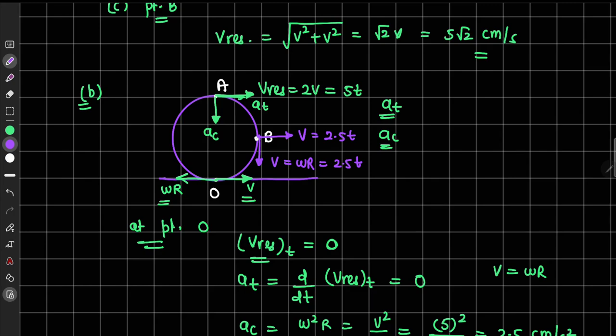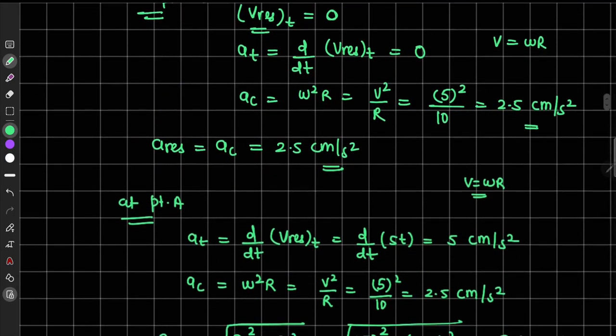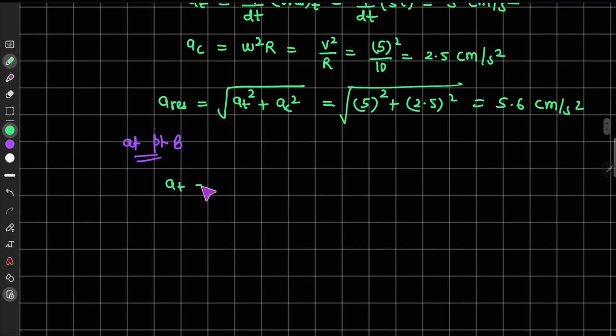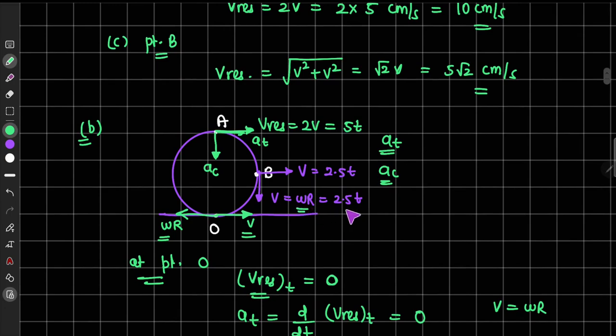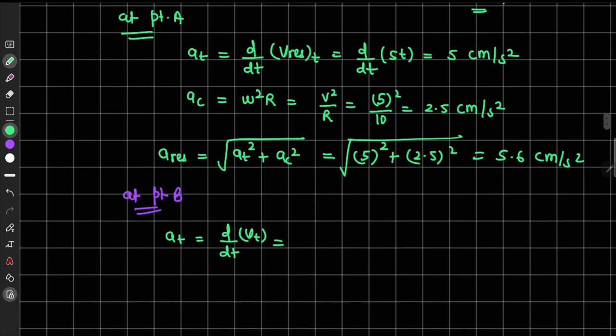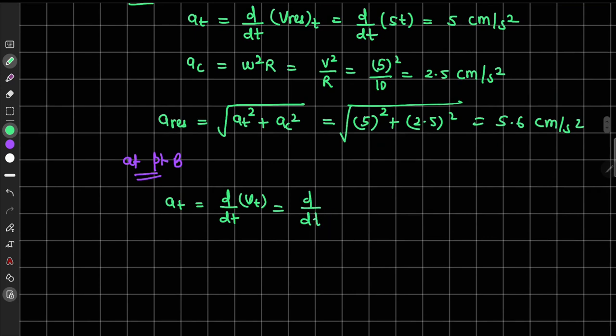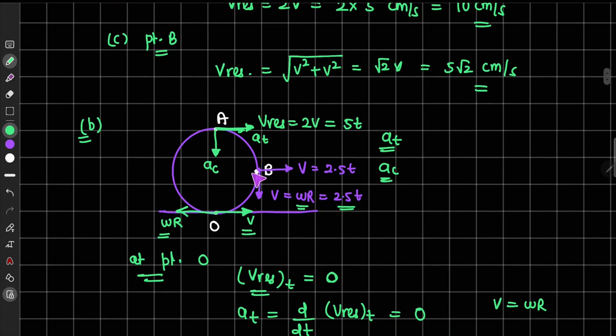First, if we talk about the tangential acceleration, then we can write it as at is equal to d by dt of velocity in the tangential direction. What is the velocity in the tangential direction? That is equal to omega r, and that is given as 2.5 into t. So if we differentiate, we will get d by dt of 2.5 into t, that is equal to 2.5 centimeter per second square.